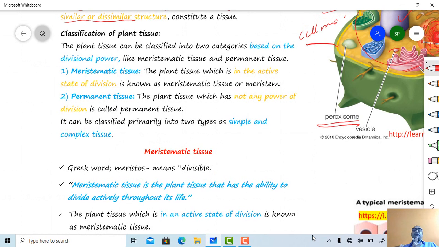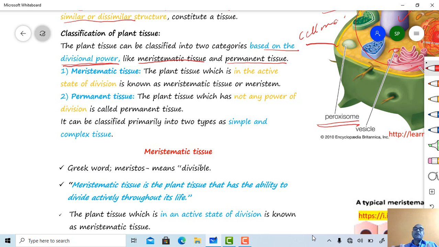Okay, now about the classification of plant tissue. Plant tissue can be classified into two categories. And what is the base of forming two categories? Based on the divisional power, how the cells divide and redivide. So based on divisional power, the plant tissue is divided into two groups. The first group is meristematic tissue and the other is called permanent tissue.